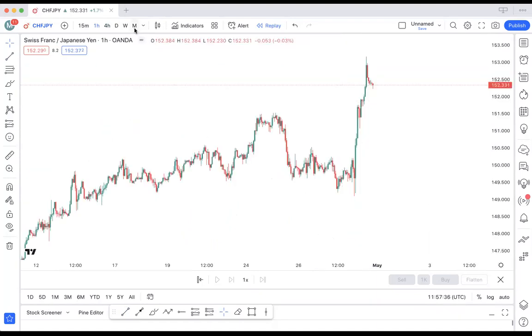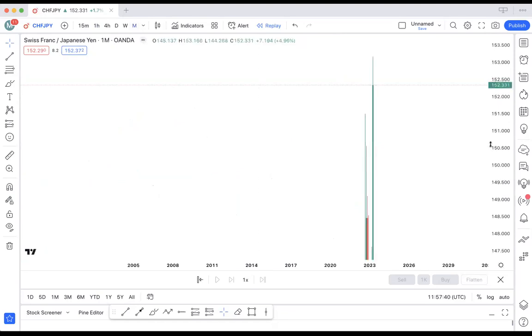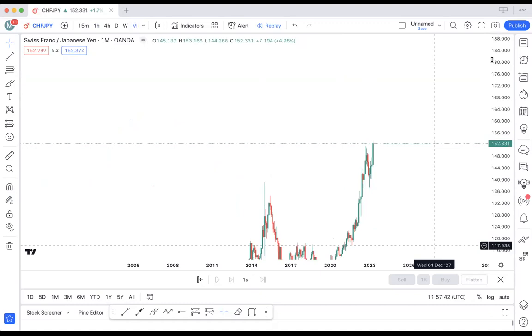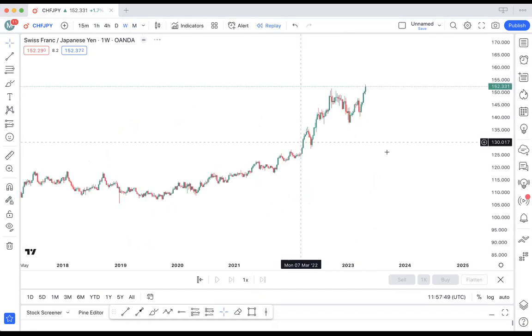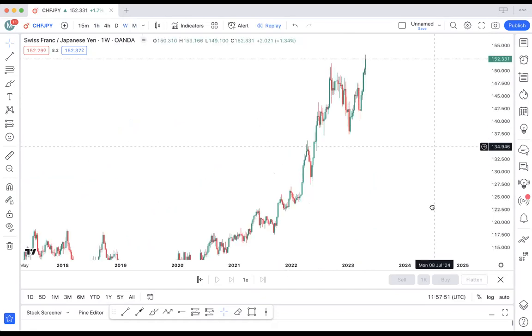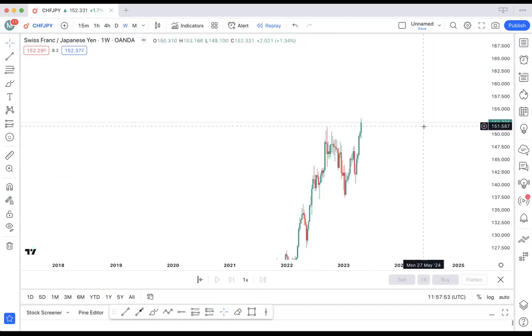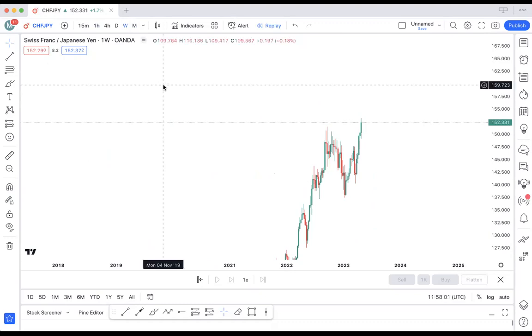So on this next pair, which is the Swiss franc over the Japanese yen, on the monthly, we're not having anything much, so let's jump on the weekly. So on the weekly time frame, this one's also not giving us anything much to conclude whether we are looking for buys or sells. So let's jump on over onto our next pair.